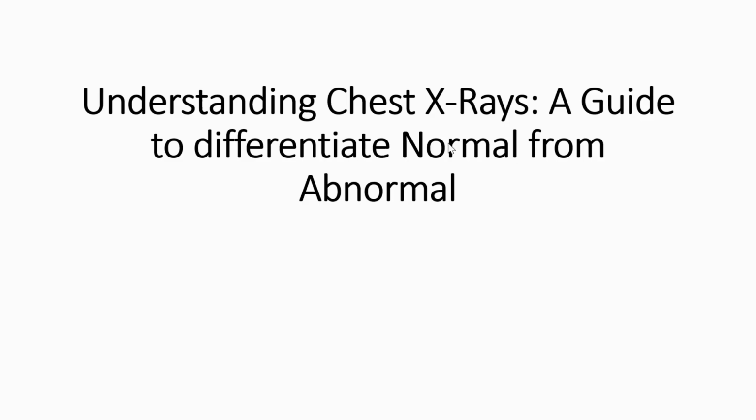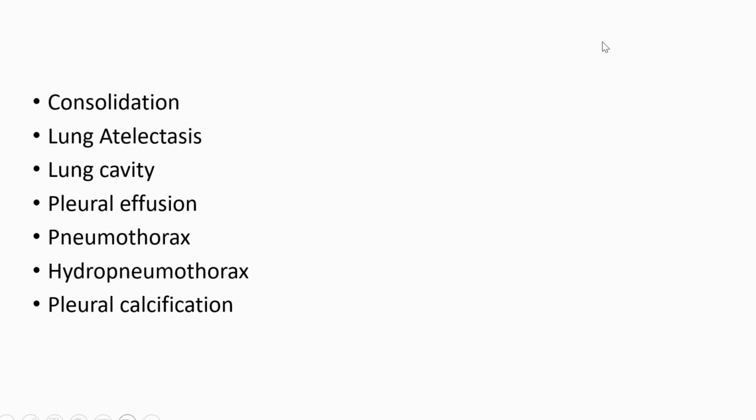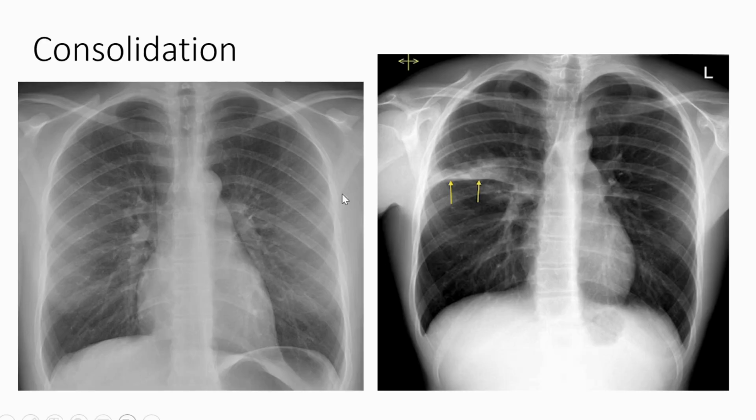In this video, I will describe how to differentiate a normal chest X-ray from an abnormal one. I will describe some common lung pathologies that we encounter in our day-to-day medical life, and how to differentiate these from the normal, or how to diagnose them in a chest X-ray. So: consolidation, lung atelectasis, lung cavity, pleural effusion, pneumothorax, hydropneumothorax and pleural calcification. Let's begin with consolidation.